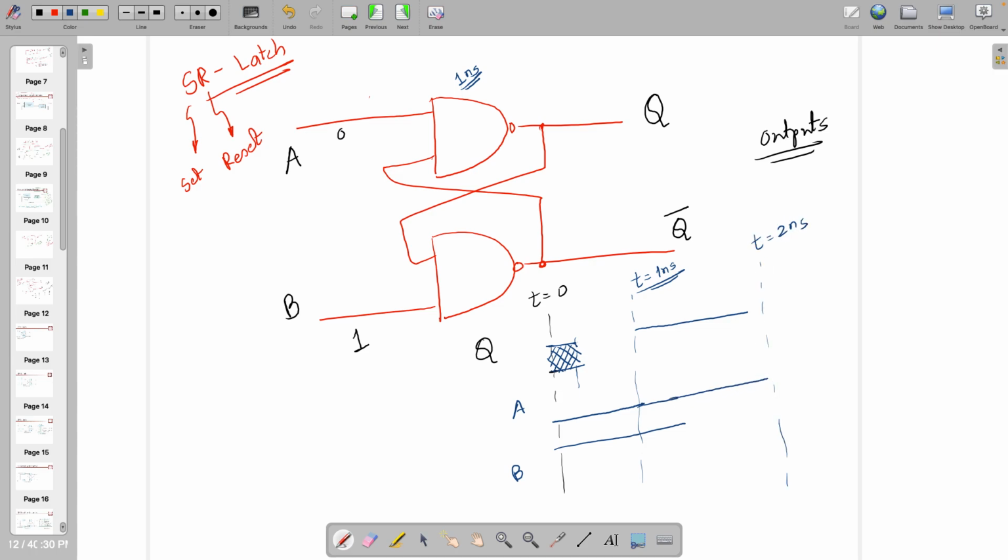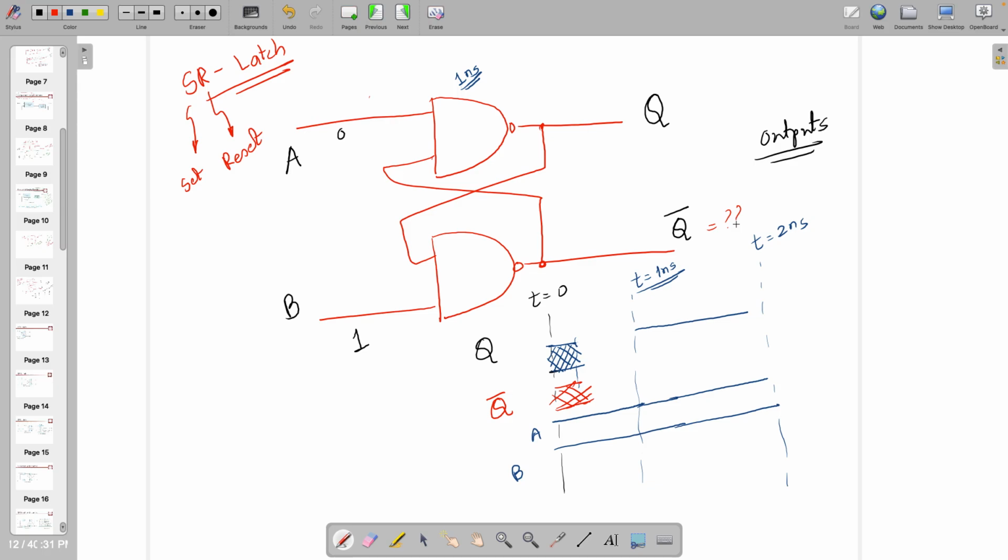Still A and B will remain the same. At the same time, let's draw Q bar as well, how Q bar will look. So again, this was whatever was there. At that time, I will not have any value. Do you need to see the output at 1 nanosecond? Are you going to see anything at Q bar? Whatever you are going to see, that's just junk. Do not consider that. Why? Because you are seeing the output at the wrong time.